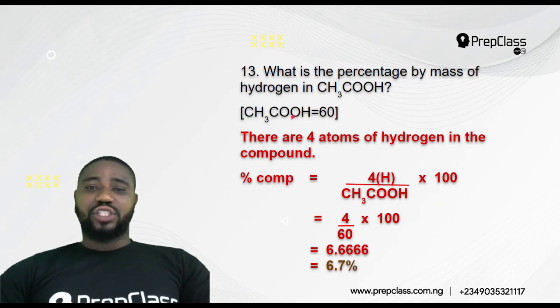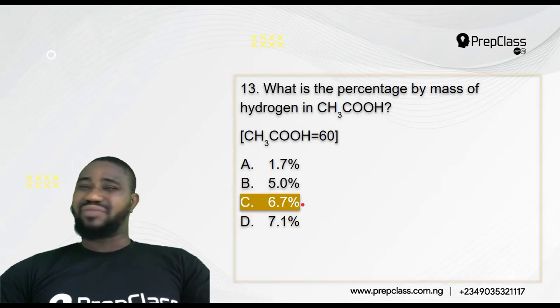So since hydrogen H is 1, that becomes 4 times 1, which is 4, over the molar mass of this compound. This compound is actually ethanoic acid, which they've given us as 60. So 4 over 60 times 100/1, and when you do that maths, you get 6.6666. To 1 decimal place, that will give us 6.7%. So the answer is 6.7%. Very, very simple.